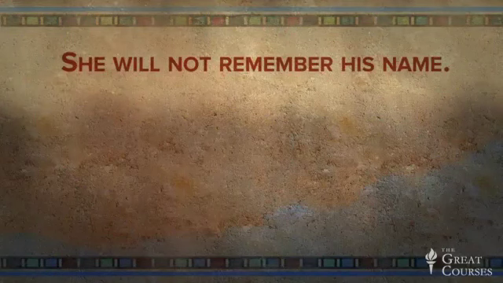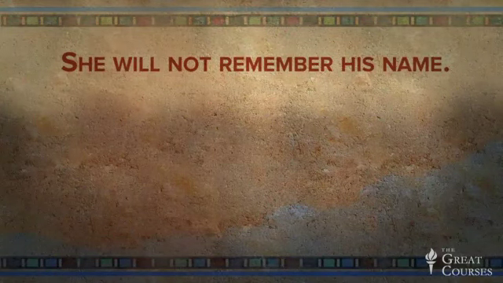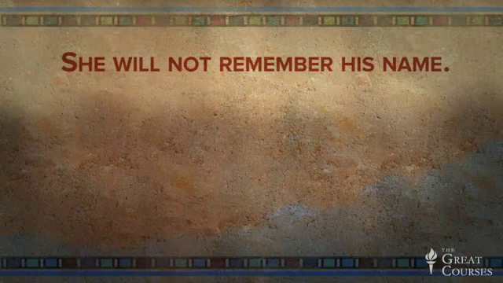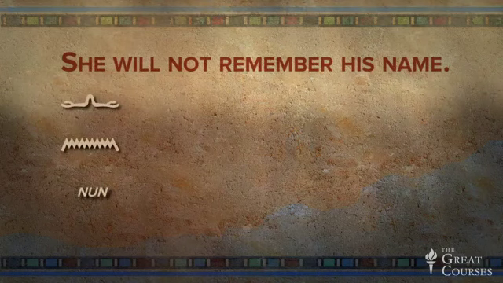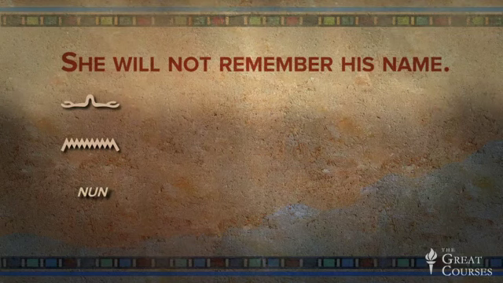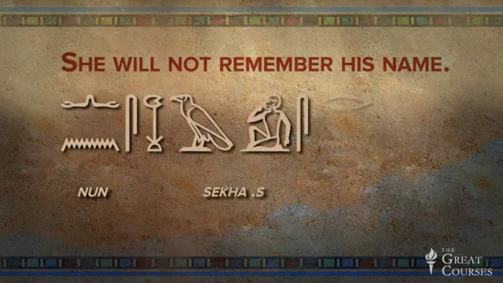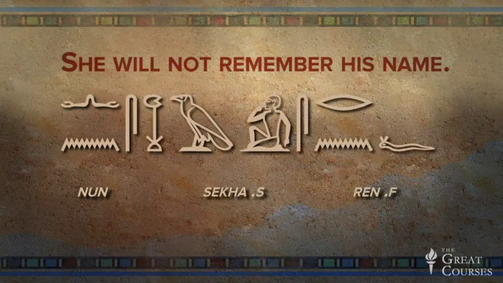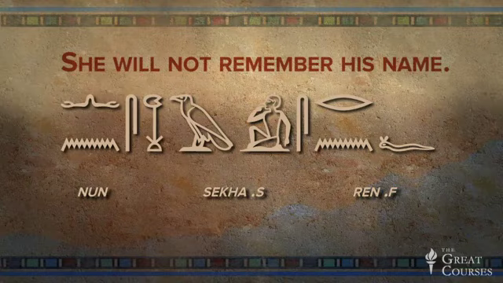Okay, let's do one from English to hieroglyphs. Try, she will not remember his name. Future. Well, the arms and the water sign together signify the future, and we don't use the Sejm NF form for the future. So we take out our N in the middle of the sentence. That gives us nun, secha, s, ren, f. She will not remember his name. Good. Let's do a few more.